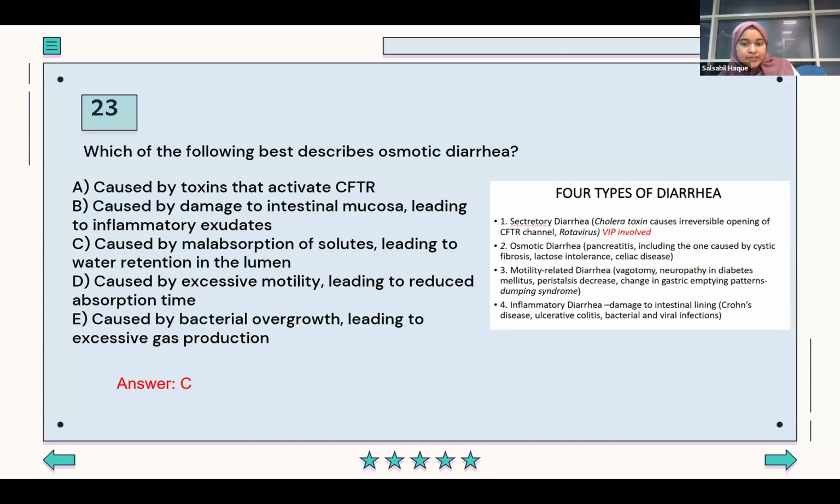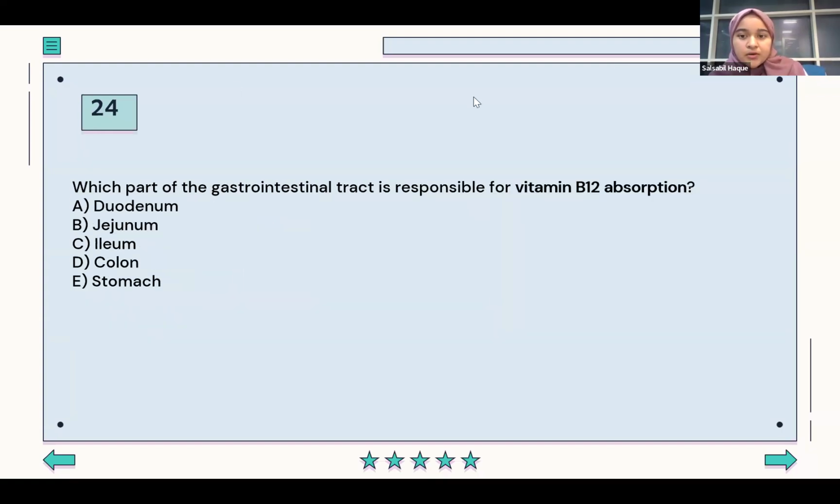Then you have motility-related diarrhea, which is because of increased motility of the intestine, and this can happen because of vagotomy or neuropathy in diabetes, or change in gastric emptying patterns or dumping sooner. I'm sure you don't have to know about this, but anything that increases the motility will cause motility-related diarrhea. Makes sense. All right, number 4 and the last one is inflammatory diarrhea, which is damage to the intestinal lining. So this can be Crohn's disease or any kind of bacterial or viral infection that causes damage to the lining or inflammation of the lining, right? So self-explanatory.